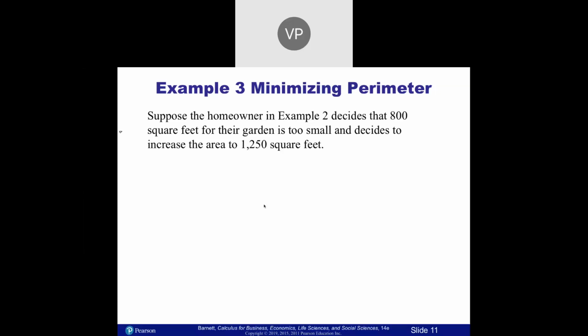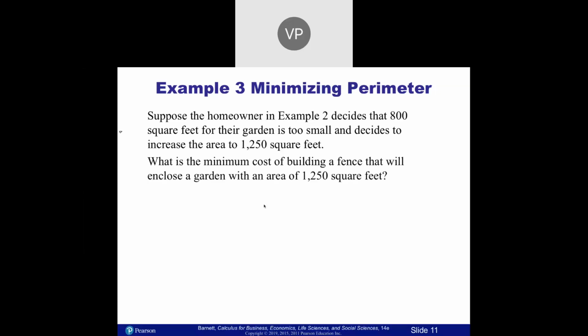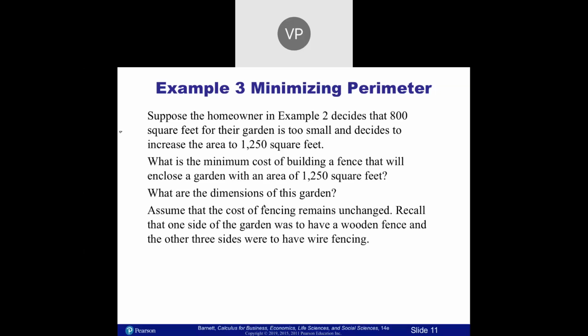Okay, so this was that same homeowner problem. Say they decide that 800 square feet for the garden is too small and decide to increase the area to 1,250 square feet. What's the minimum cost of building a fence that will enclose a garden with an area of 1,250 square feet? What are the dimensions of this garden?